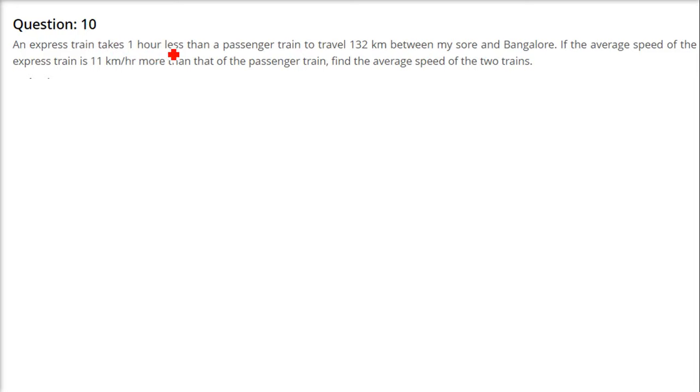An express train takes 1 hour less, so this is the time difference. Then a passenger train travels 132 km between Mysore and Bangalore. If the average speed of the express train is 11 km more than that of the passenger train, if we take passenger train speed as x, then the express train speed will be x plus 11, right? Express train is always faster than passenger train.